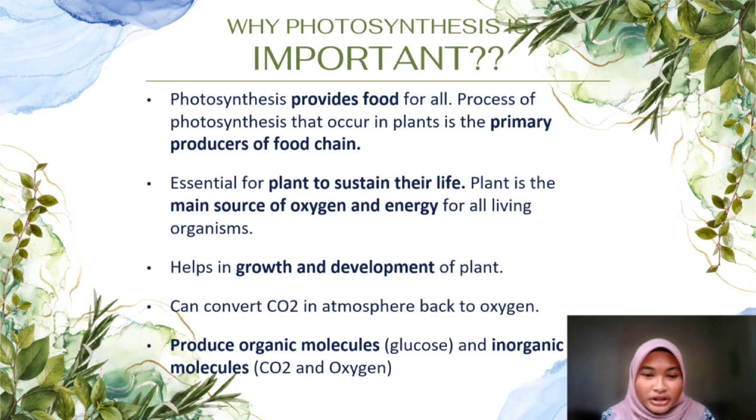Photosynthesis is important because it provides food for all, because photosynthesis is part of the primary producers of the food chain. It is also essential for plants to sustain their life, and plants are the main source of oxygen and energy for all living organisms. It also helps growth and development of plants, and can produce organic molecules, which is glucose, and inorganic molecules, which is CO2 and oxygen.